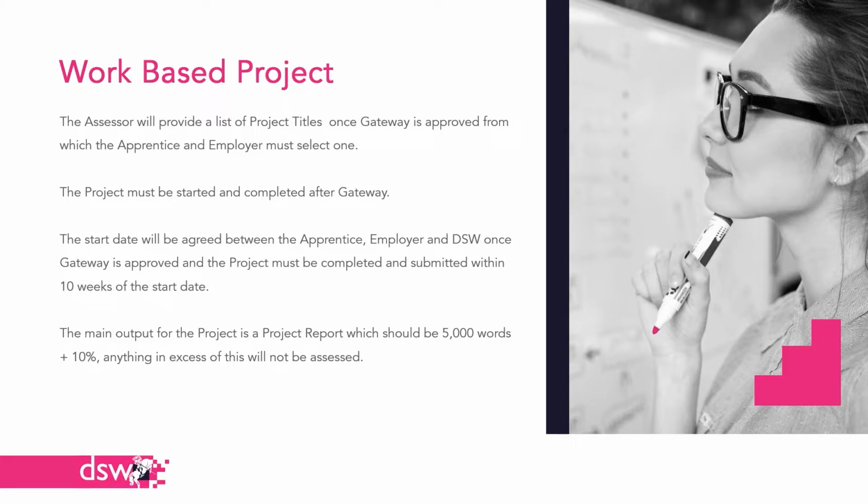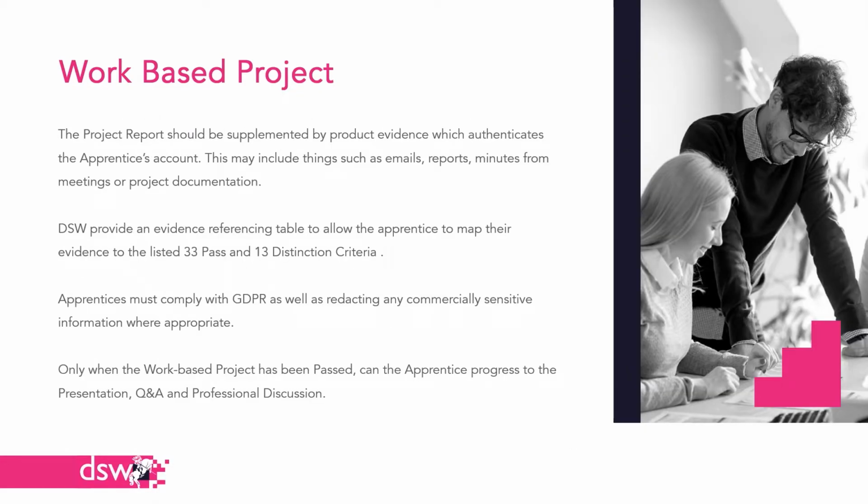The main output for the project is a project report, which must be between 5,000 and 5,500 words. The word count does not include headings used within the body of the text, appendices or references. Anything over this word count will not be assessed. The project report should be supplemented by product evidence, which authenticates the apprentice's account. This may include things such as emails, reports, minutes from meetings, or project documentation. Apprentices must comply with GDPR legislation, as well as redacting any commercially sensitive information where appropriate.